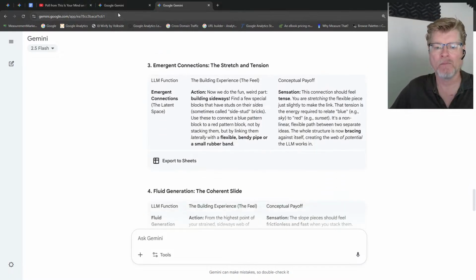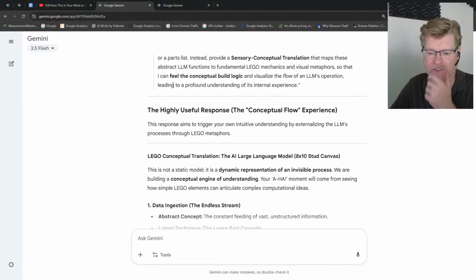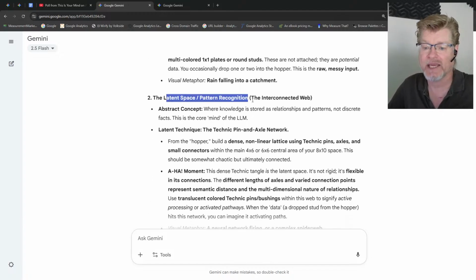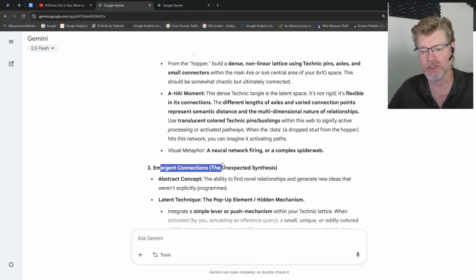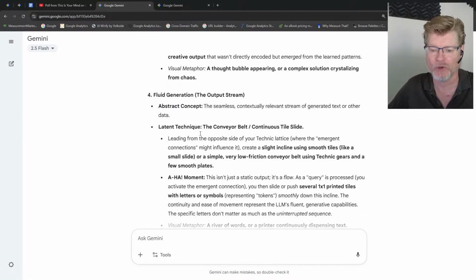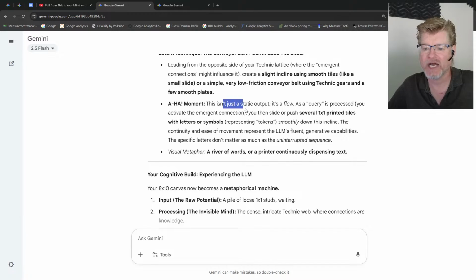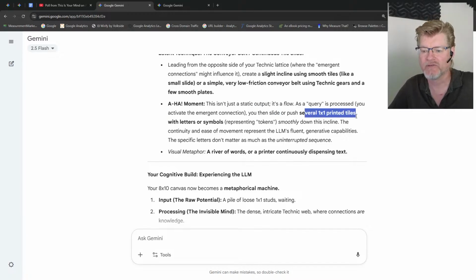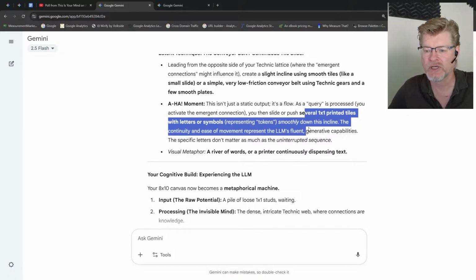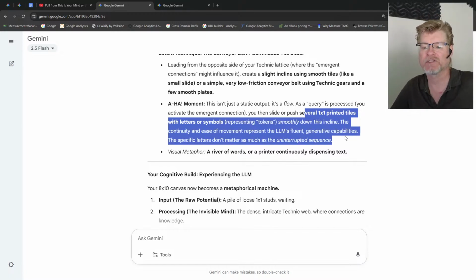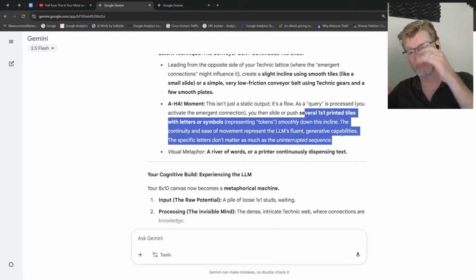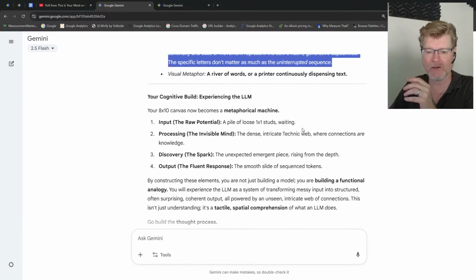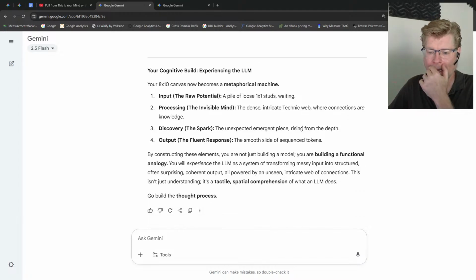So what I'm going to do is I'm going to flip back into the other one. So here's the highly likely response. It kind of gives us our patterns. And it did kind of say, here's the pattern recognition, and it's going to be the emergent connections. So it did kind of break it into 4 different concepts. There's the aha moment. It's about the queries process. You activate the emergent connection, slide or push several one-by-one printed tiles with letters or symbols smoothly down the incline. So now it's actually like a 3D model of stuff, which is kind of interesting. That looks like it's building. So I'm okay kind of in the direction of this.